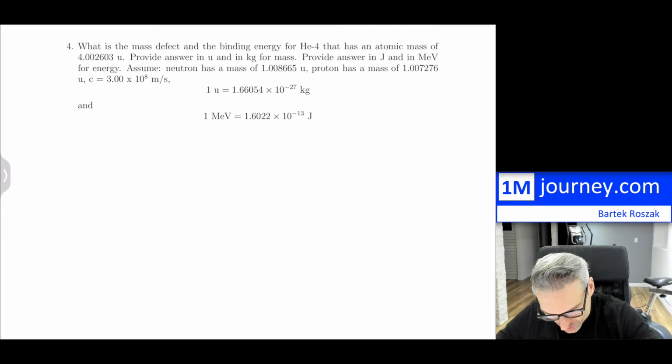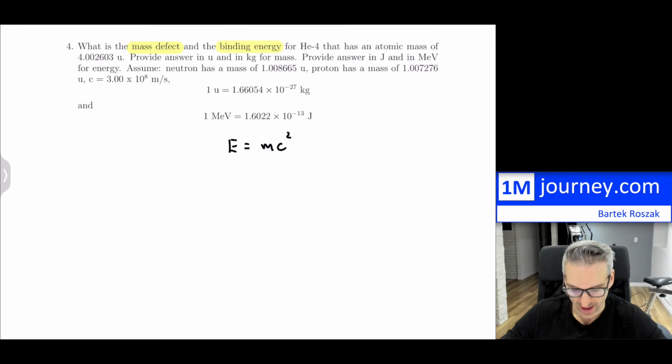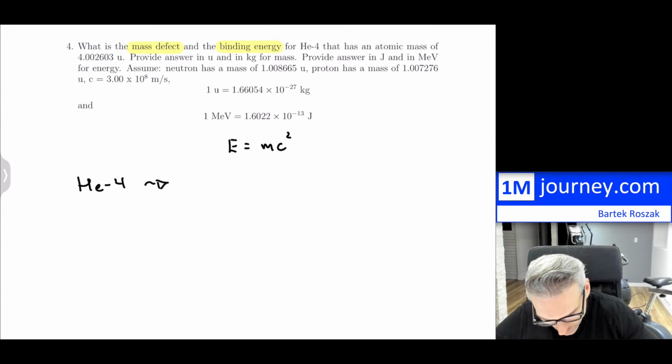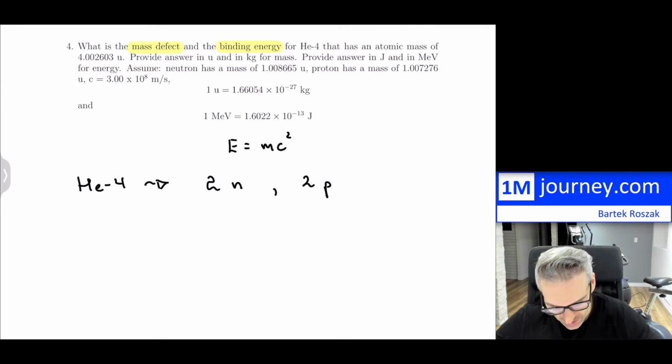So it's asking us about two things, mass defect and binding energy. These two are tied together by the famous equation, energy is equal to mc squared. This m is going to be the actual difference of mass, the defect. So let's take a look at how we're going to solve this particular example. So this is helium-4. Within helium-4, we have 2 neutrons and we also have 2 protons, right? So this is what we're going to have.